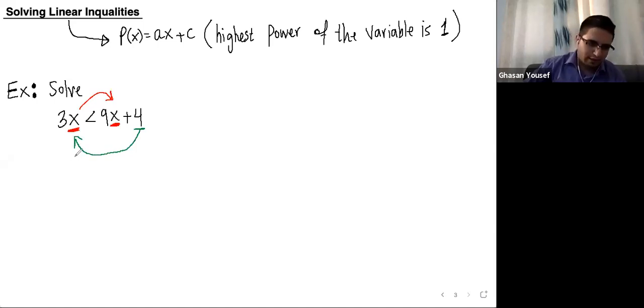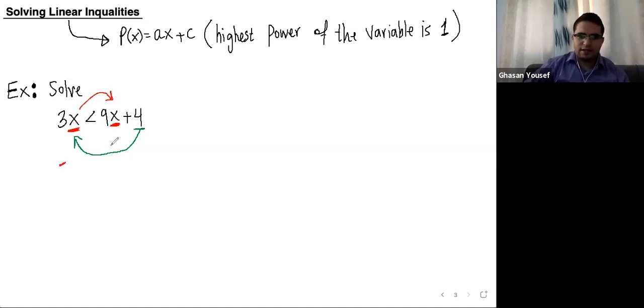Or I can do it directly by subtracting 9x from both sides. But I don't like the minus sign, so this is better. To move the 3x to this side, I subtract 3x from both sides, and to move the 4 to the other side, I subtract 4 from both sides. So I'm going to do two steps in the same way.